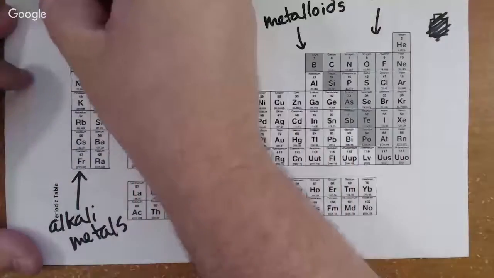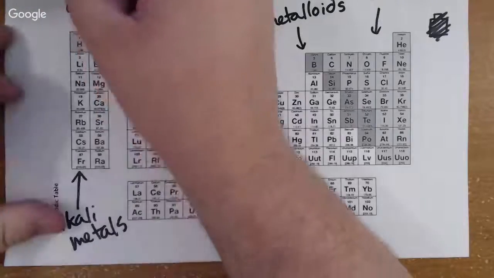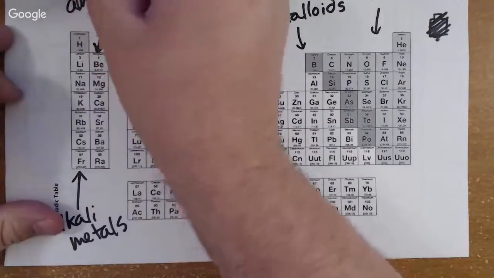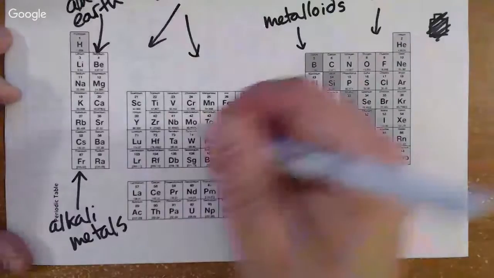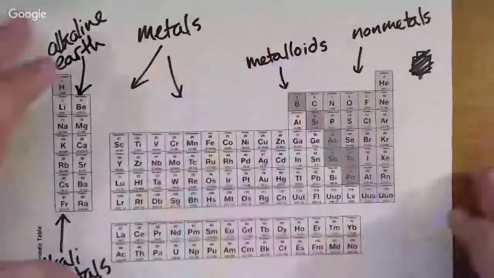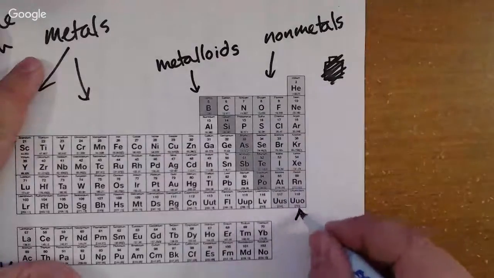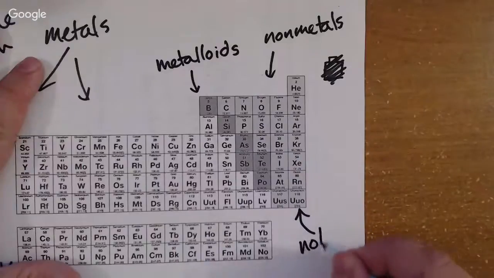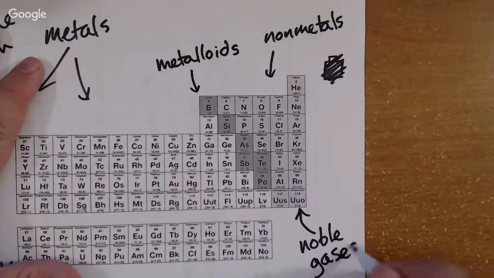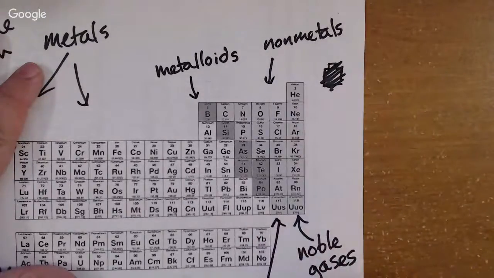Second column in. Whoops. Okay, good. My mic's still working. Alkaline earth metals. Less reactive than the alkalis, but still reactive. Moving over, we've got group 18, the last column in the periodic table, being the noble gases, very non-reactive, very inert. Don't play well with others. Group 17 being the halogens.